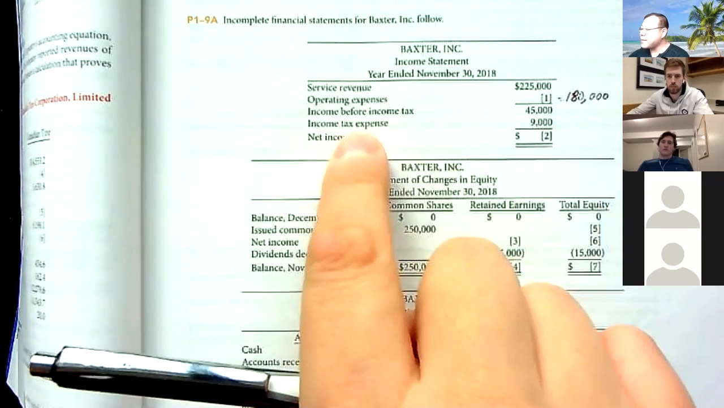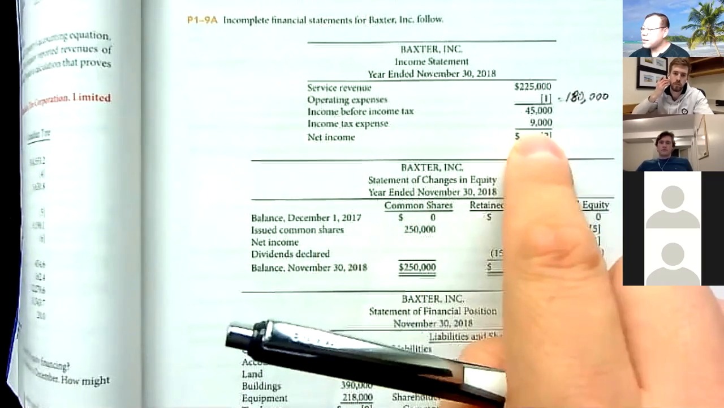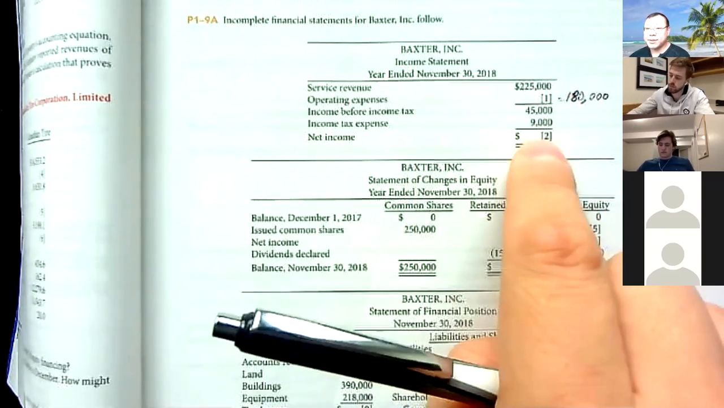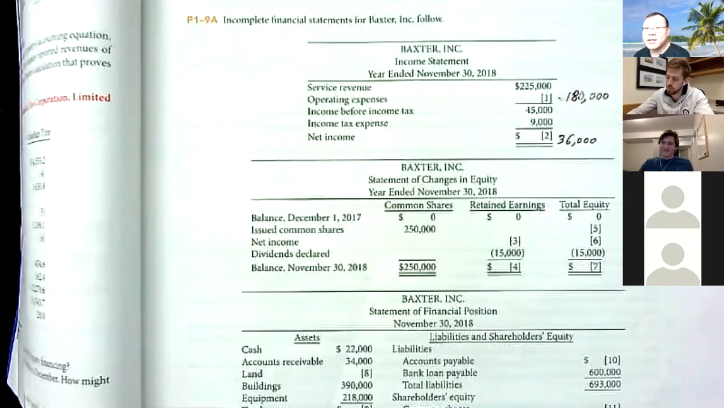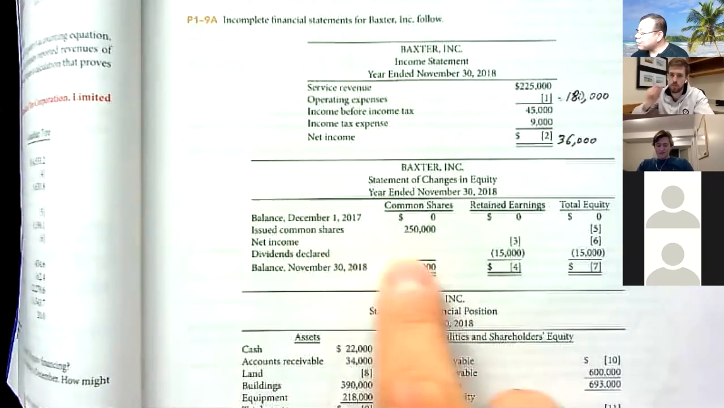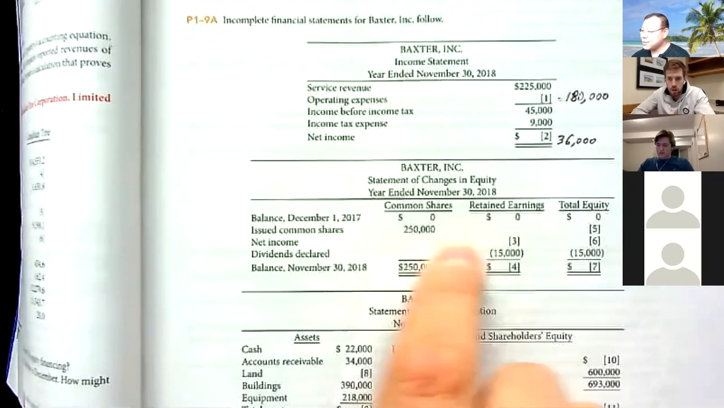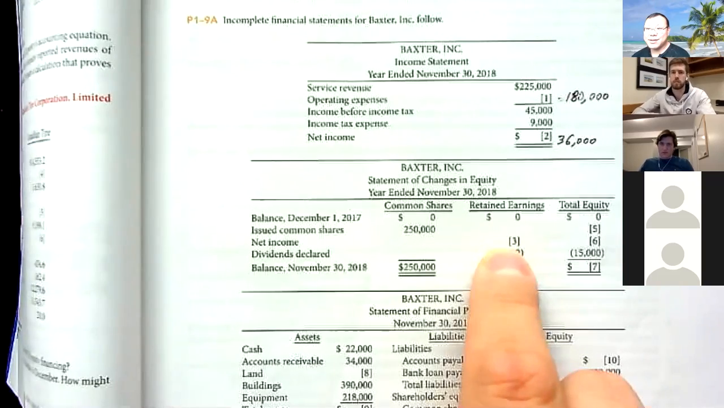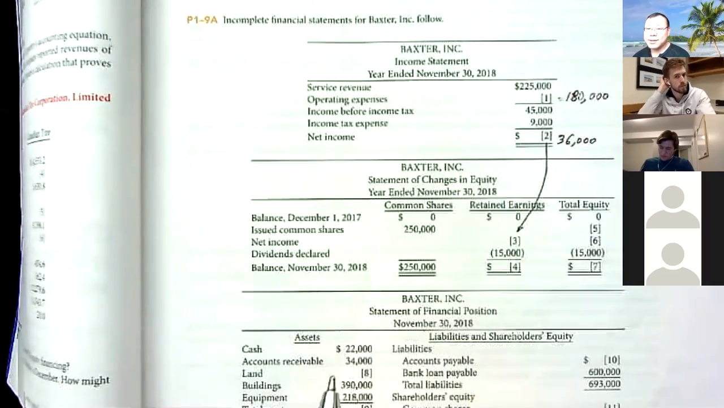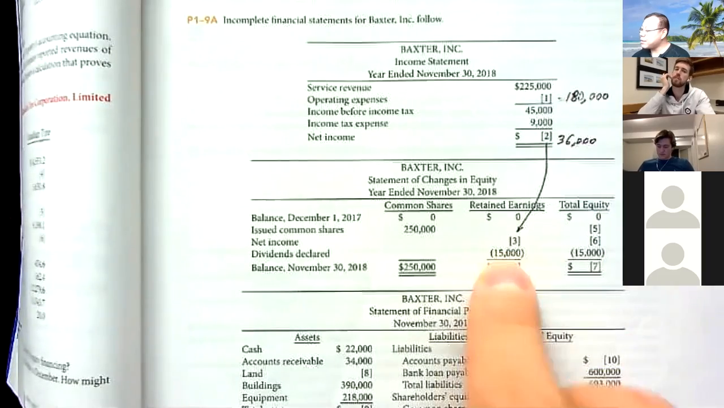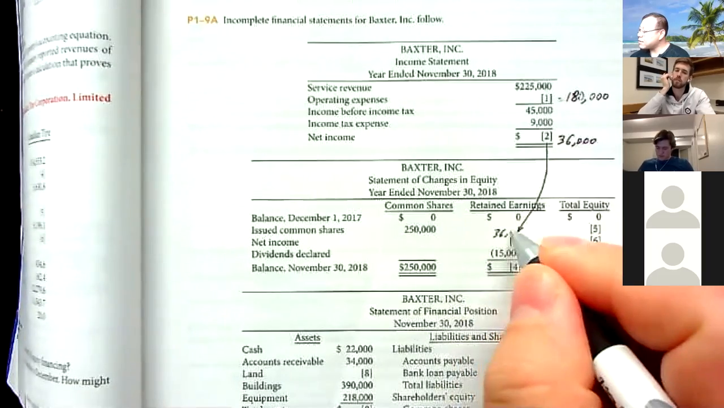Then you have income tax expense, 9,000. So now number two should be the difference between the two numbers. That's going to be 36,000. Did you all get this number? Okay, good. So now, what about number three? Net income, right? 36,000, because number two equals number three. So number two will come here, that's the 36,000, number three.